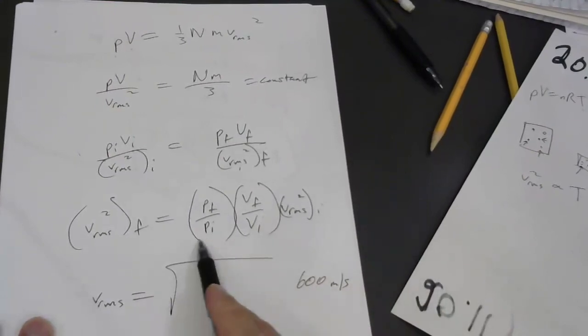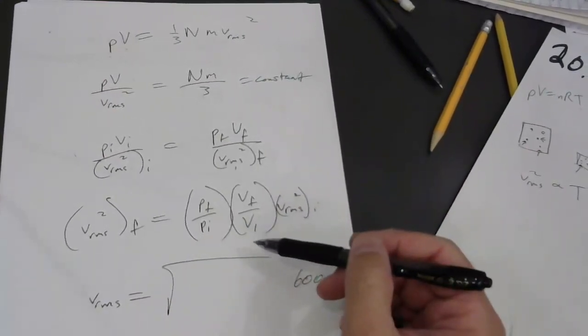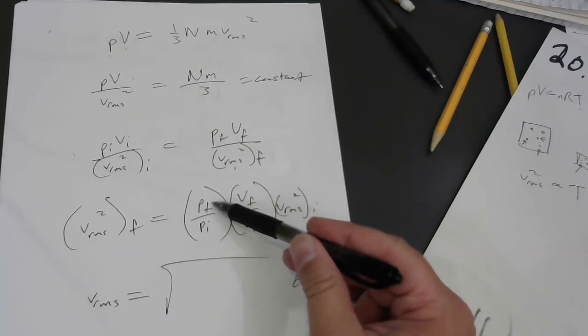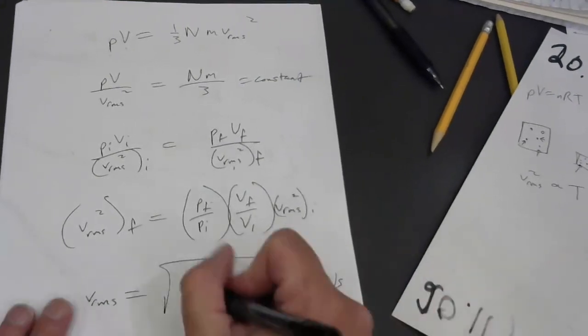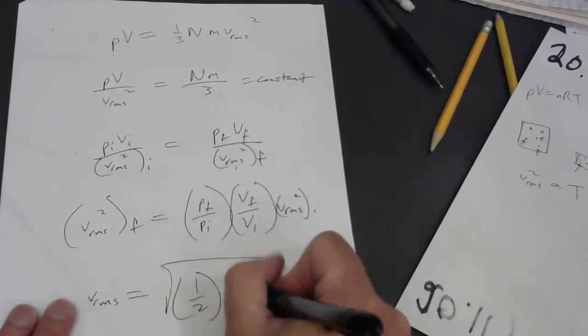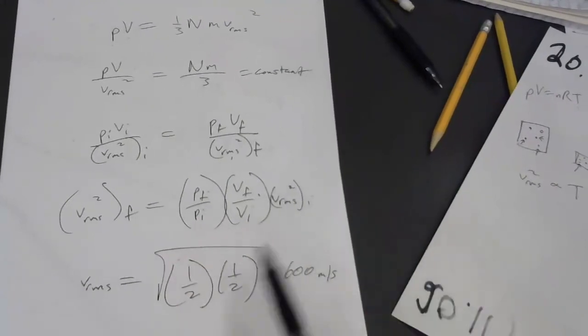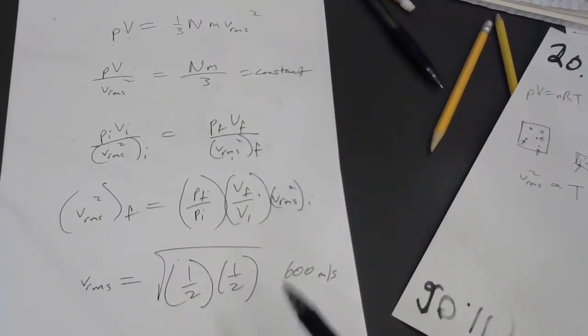And I'm going to go ahead and plug in the ratios. Remember, they told us that we've cut the pressure in half. So the final pressure is 1/2 P initial. 1/2 P initial over P initial is 1/2, right? You can just recognize that we're talking about a ratio of 1/2. Same thing for the volume. What's the square root of 1/2 squared? That would be 1/2.